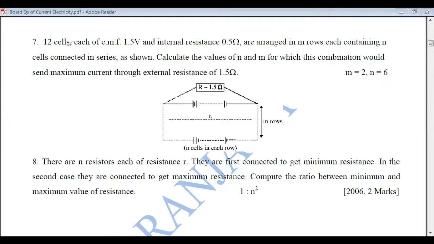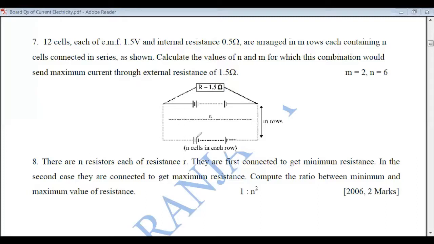Question number 7 is, 12 cells, each having an EMF 1.5 volt and internal resistance 0.5 ohm, are arranged in m number of rows, and each row has n number of cells. Here you have to calculate the values of n and m for which the combination will send a maximum current through this external resistance of 1.5 ohm.